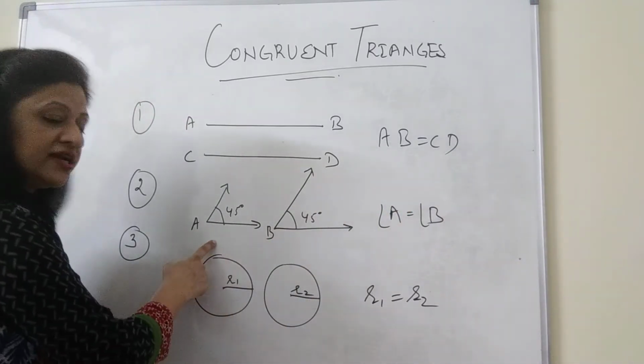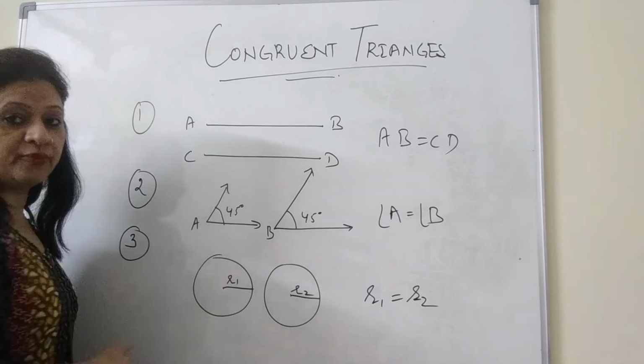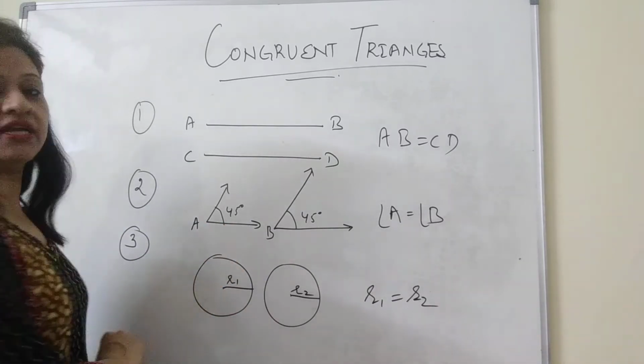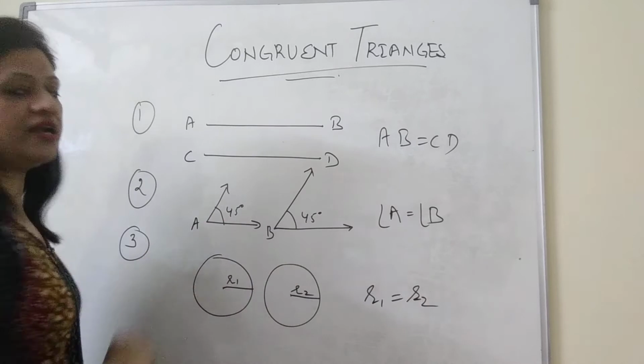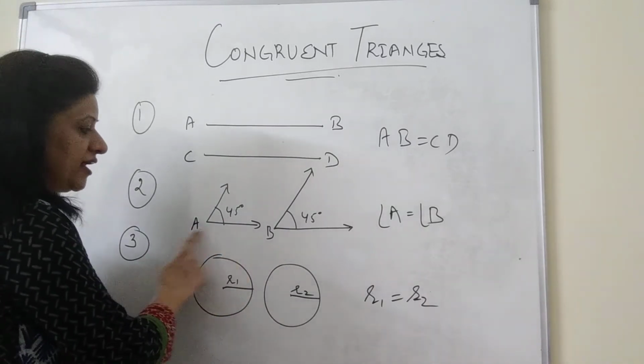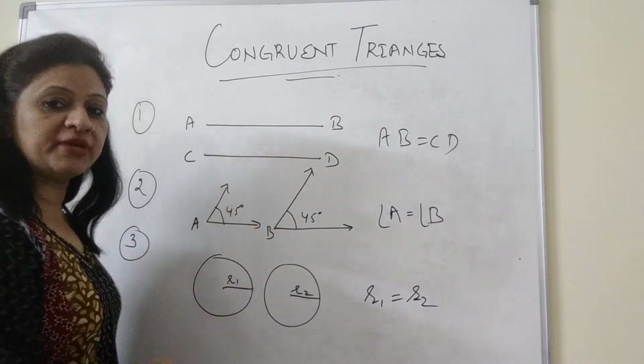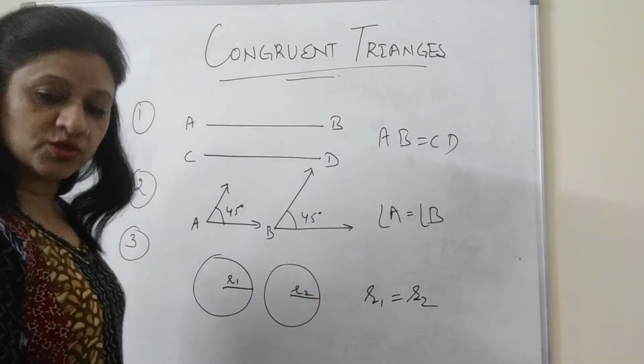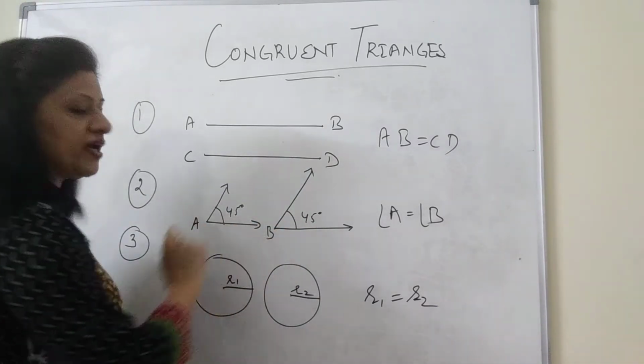Similarly, if two angles are given and we want them to be congruent, the only condition required is that their angle measure should be the same. Like you can see in the figure, angle A and angle B are both of the same measure, that is 45 degrees. So we can say angle A is equal to angle B.